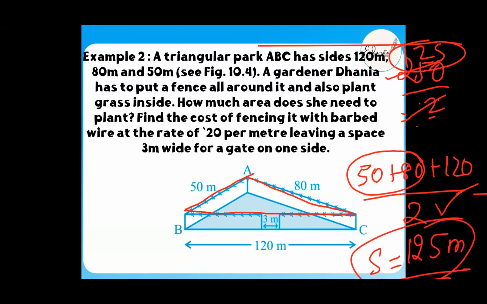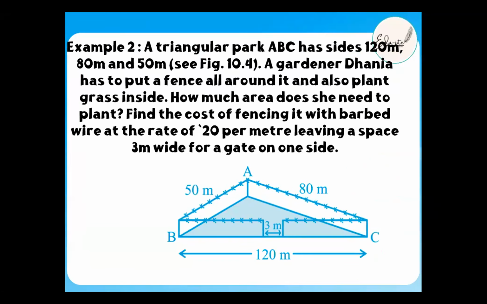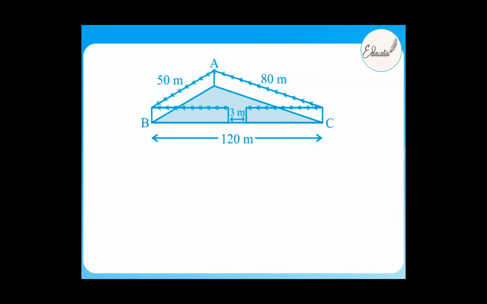So what s is calculated. Alhamdulillah, it's done. The next step here, beta, is s minus a, s minus b, s minus c that you'll calculate and put inside the area of the triangle. Let's put it inside Heron's formula. Where is Heron's formula? Just put the same thing. 125 is s now. Okay, s is nothing but 125.